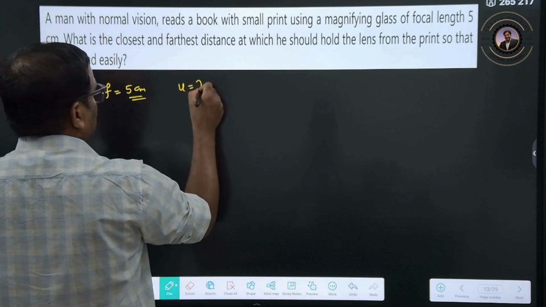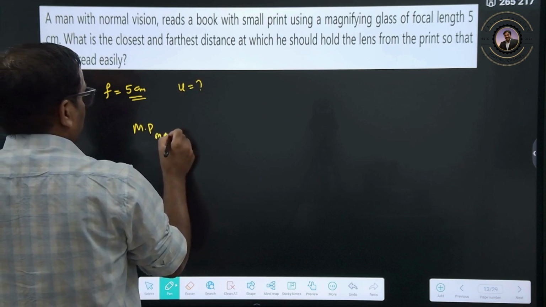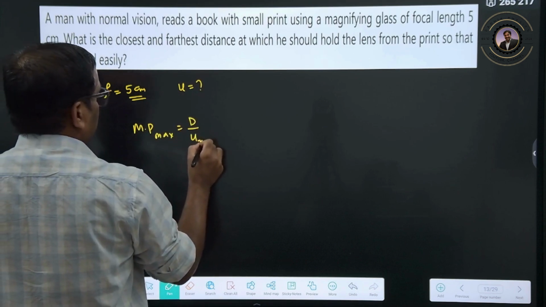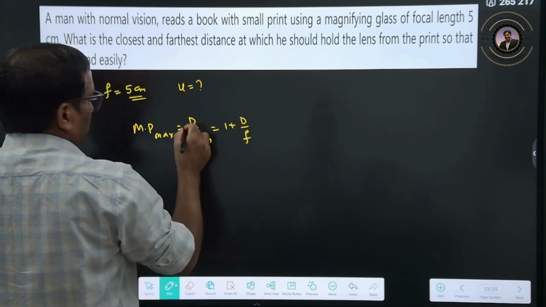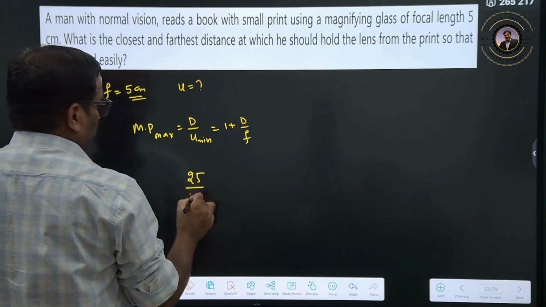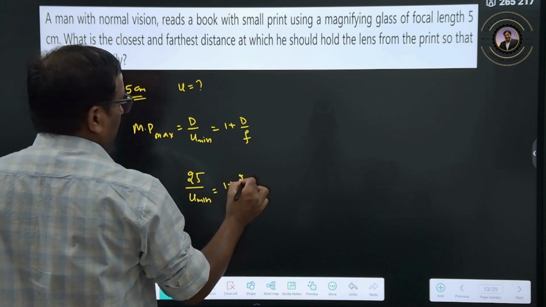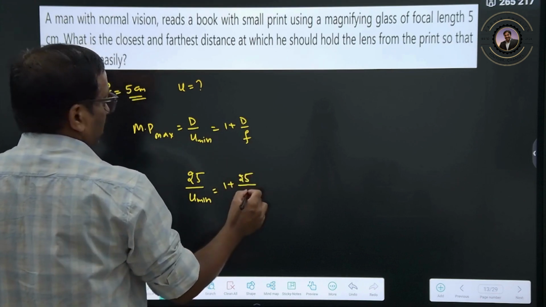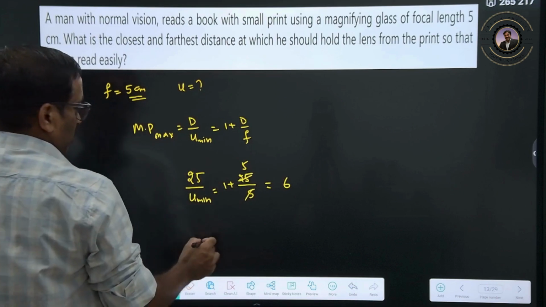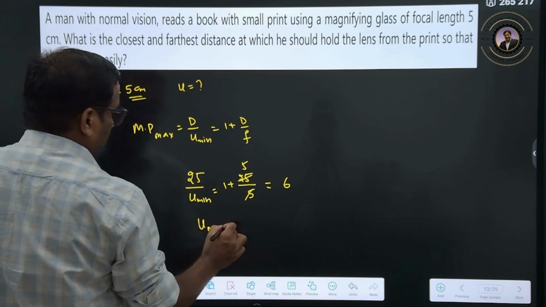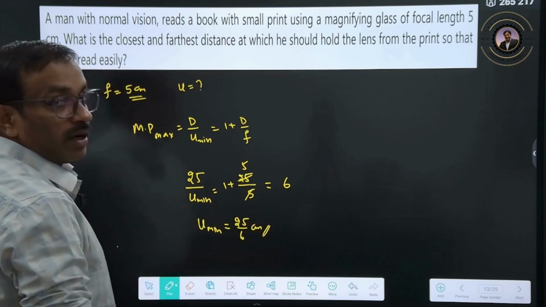The magnifying power will be maximum when it is d by u minimum, which is 1 plus d by f. This should be the minimum distance. d is 25, the normal vision, by 5, so it is 1 plus 5, therefore 6. So u minimum can be written as 25 by 6 centimeter. Here u minimum is what you have to calculate.